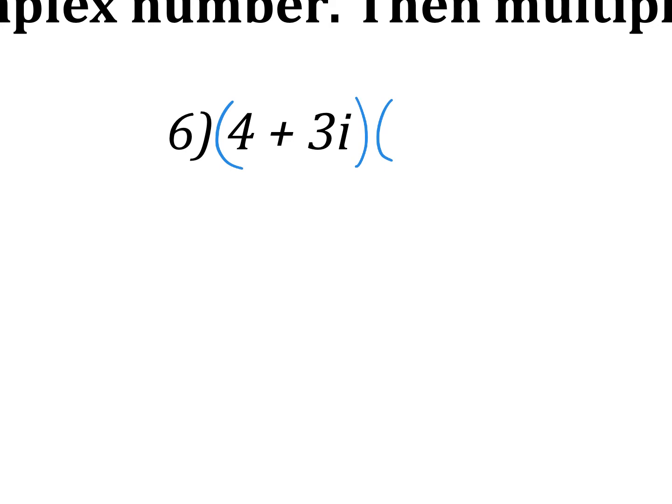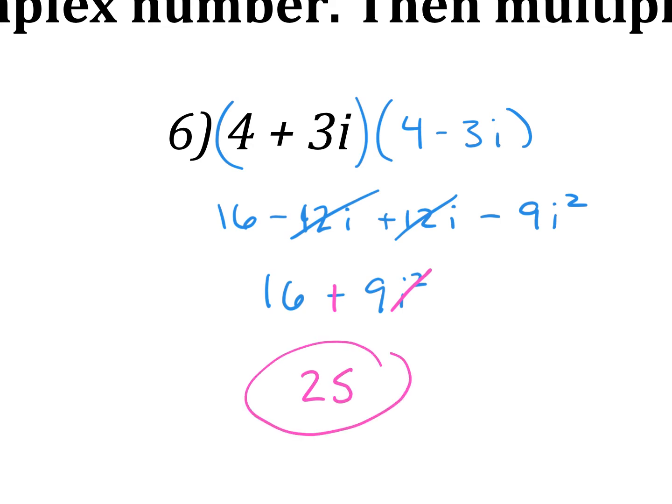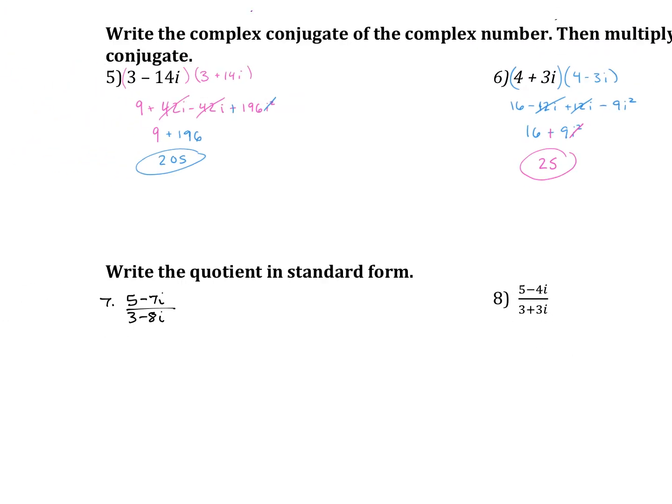What's our conjugate of 4 plus 3i? 4 minus 3i. So multiply the first terms, the outsides, the insides, and then the last. The insides cancel, so 16 minus 9i squared. What does the i squared turn into? Negative 1, so that becomes 16 plus 9. So you're not squaring. All right. Any questions there?